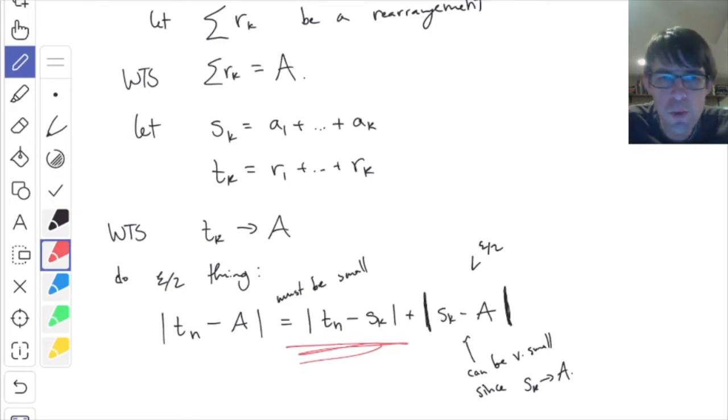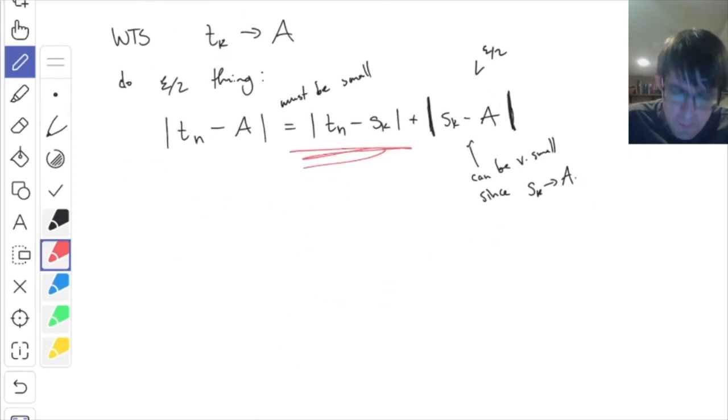How do you be sure that Tn minus Sk is also going to be as small as you want, like less than epsilon over 2? That's what you need it to be. You have to think about what this looks like.